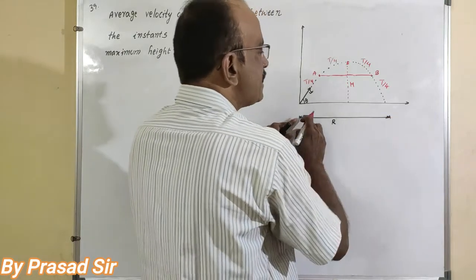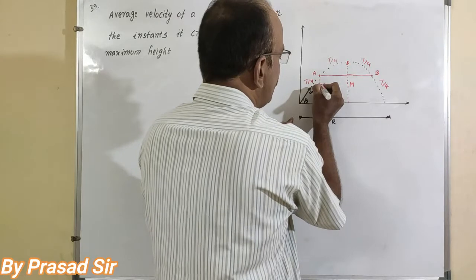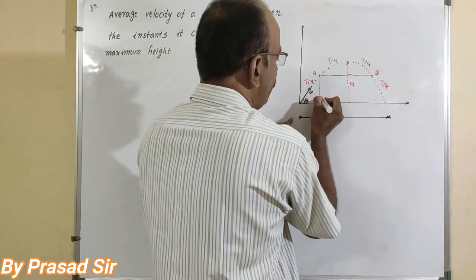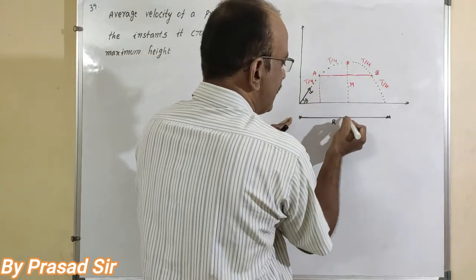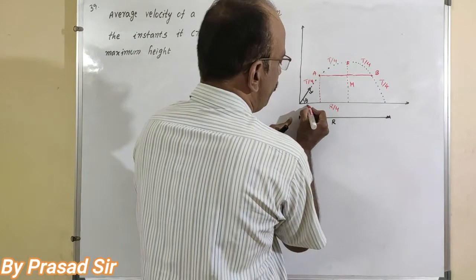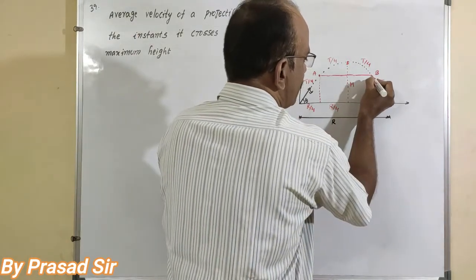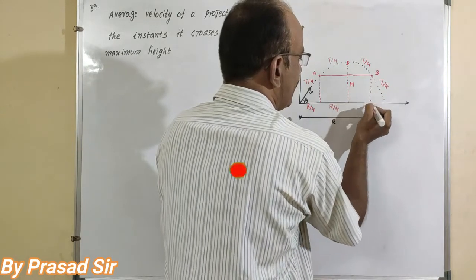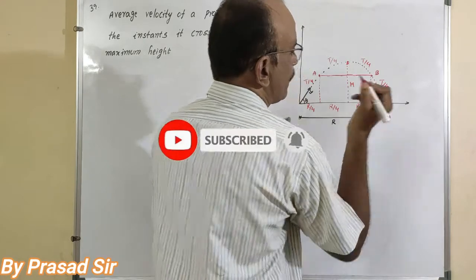So that is the horizontal distance covered by the body. Then what happens here? From A to the ground, if you draw a line up to the maximum height, this range is R by 2. So this point is called R by 4, and this point is also R by 4. And from here to here, again this is R by 4, and this is also R by 4.